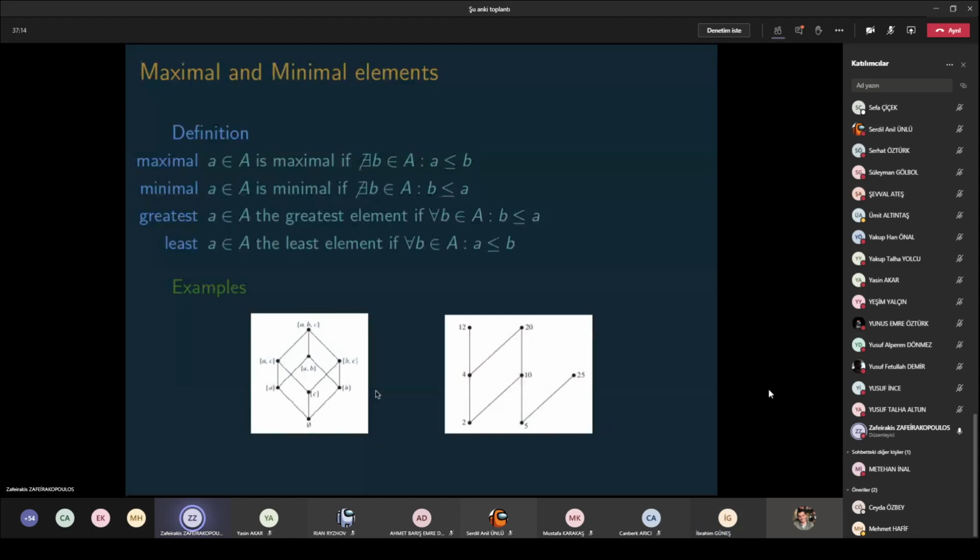And what is the minimal? Could be A. No, empty. Only empty, because the rest of them are bigger than empty.